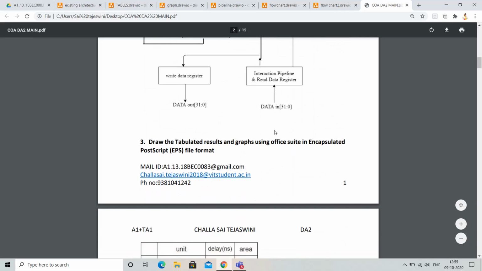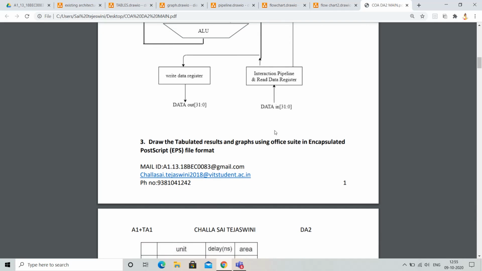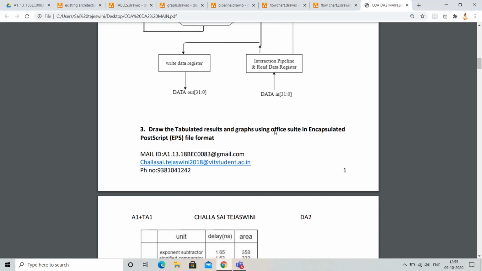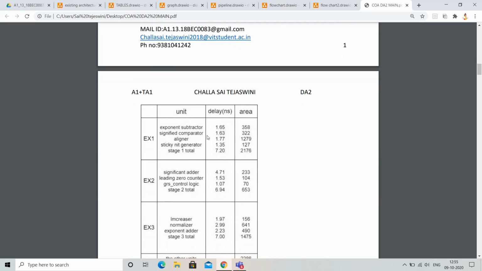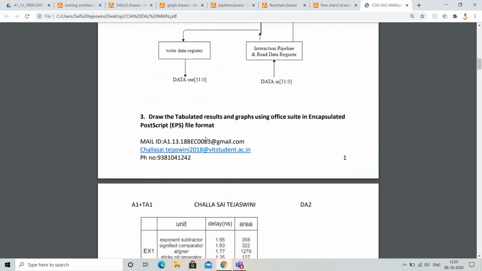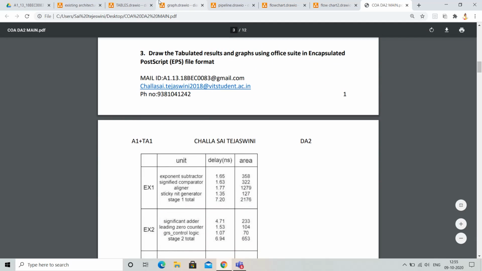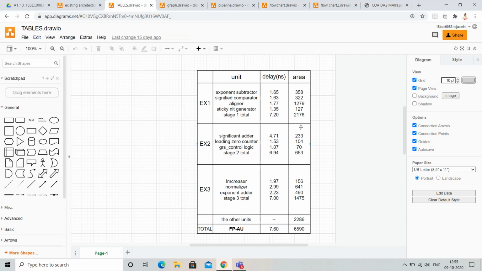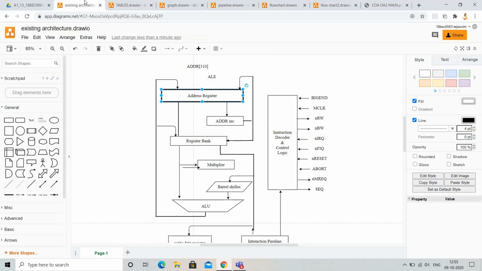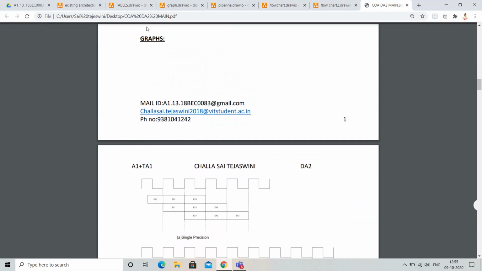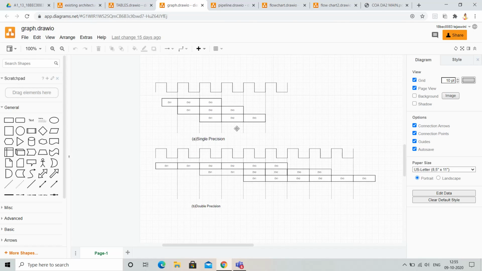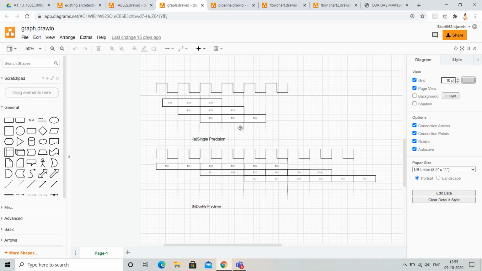Coming to the third one, draw the tabulated results and graphs using Office suite in encapsulated PostScript file format. Here you can see the tabulated results. This is also shown in the draw.io tool. Here you can see the graphs. These are the graphs which are the output of the results.